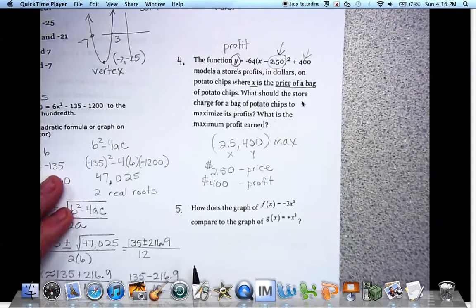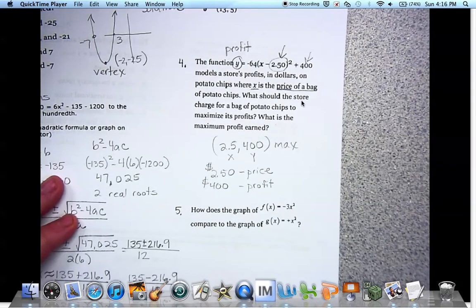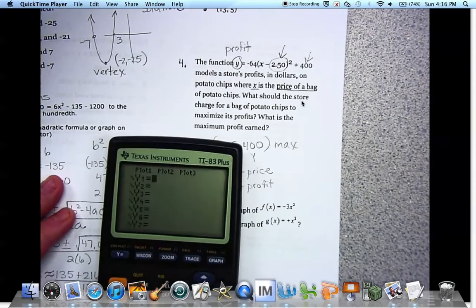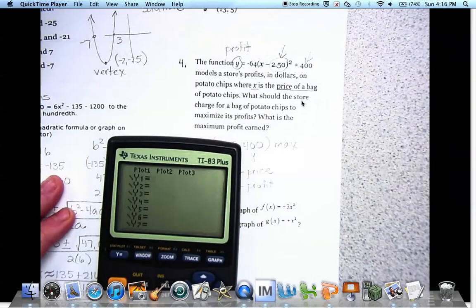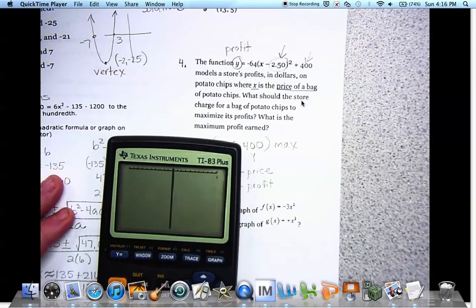All right, number 5, how does the graph of f of x equals negative 3x squared compare to the graph of g of x equals x squared? Well, if you can't remember what the negative 3 does to the graph, we can graph it. We can graph x squared, which is our parent function, and then I'm going to go over here to the left. I'm going to make y2 dark, and I'm going to do negative 3x squared in it so I can tell them apart.